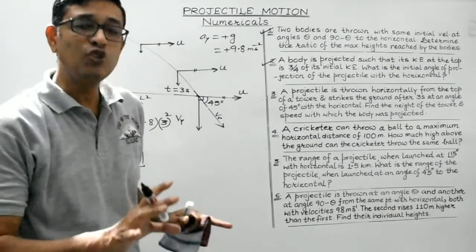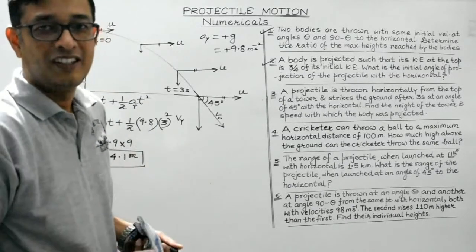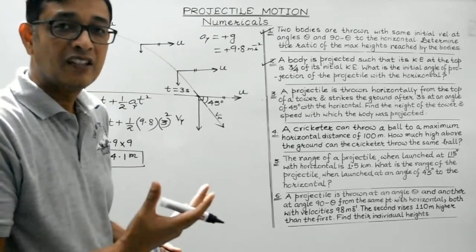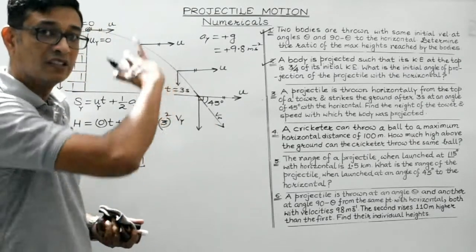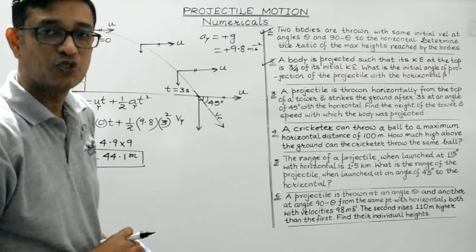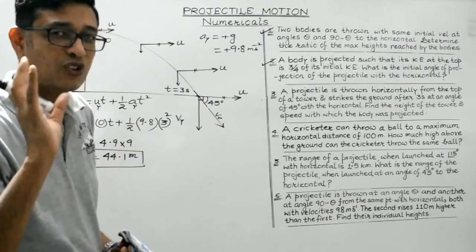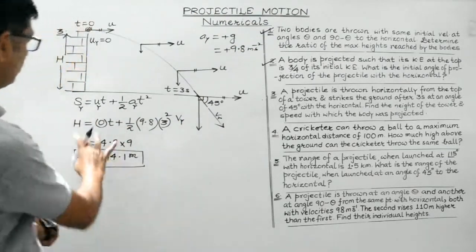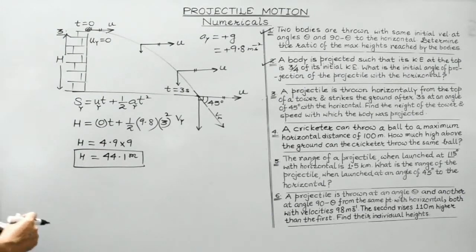Simple, no need to remember any formula. You need to understand how we have derived these formulas during those theoretical concepts, right? So you need to understand the concepts. So that's the height, 44.1 meter.